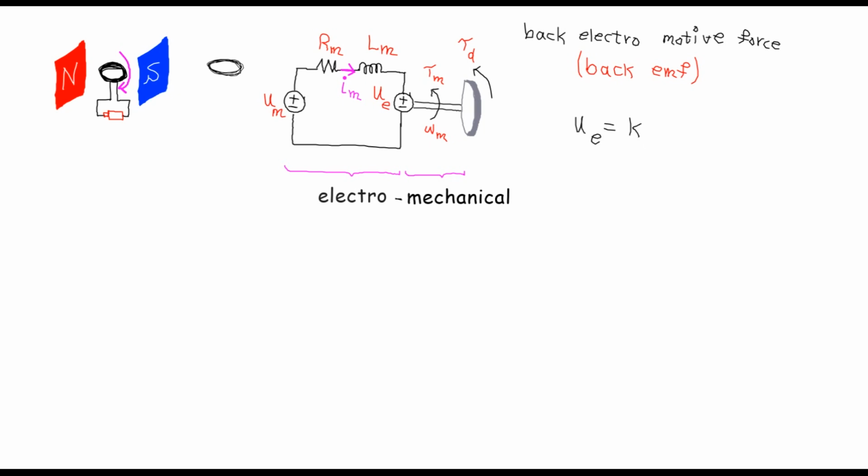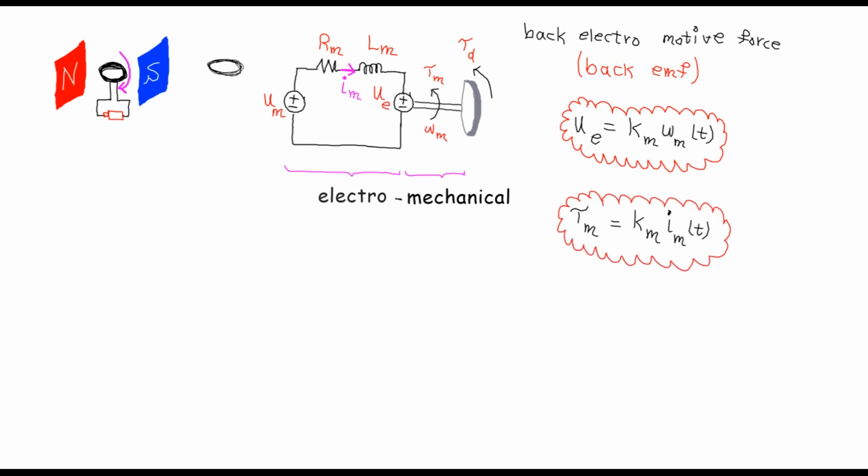There are two key equations that connect the electrical to the mechanical part. The first one is the generated back EMF voltage, which is directly proportional to the angular velocity. Km here is the motor torque constant. The second equation is the torque generated by the motor, which is proportional to the current.